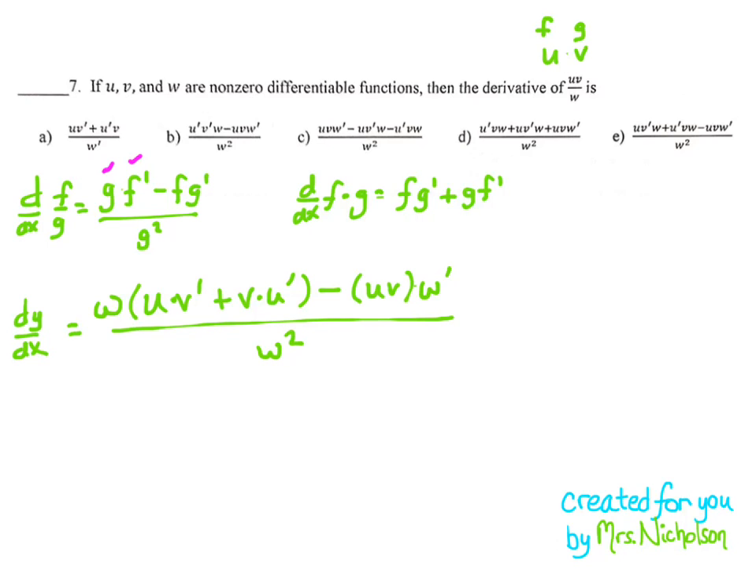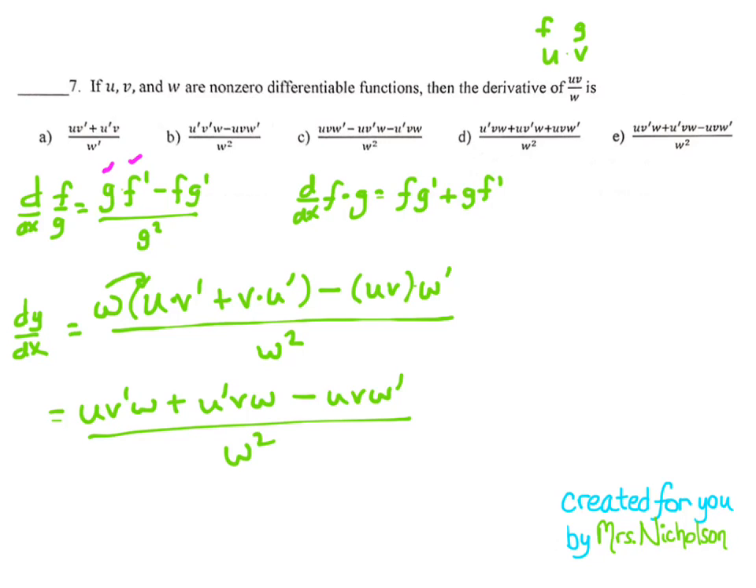And if I look at my answer choices, I don't see anything with parentheses, anything that matches this exactly, so it looks like I need to distribute this w to the parentheses. So I'm going to have u v prime w plus u prime v w minus u v w prime all over w squared. And it looks like that version of the answer corresponds to answer choice E. All right, question number 8.